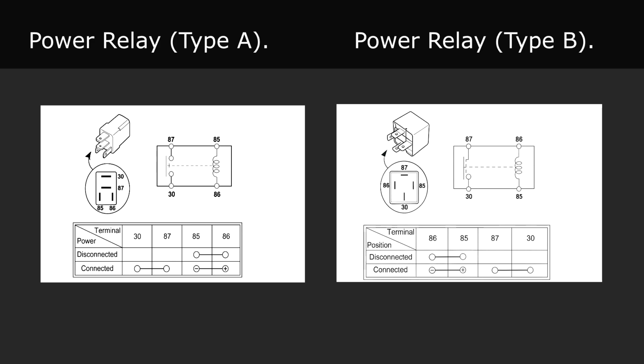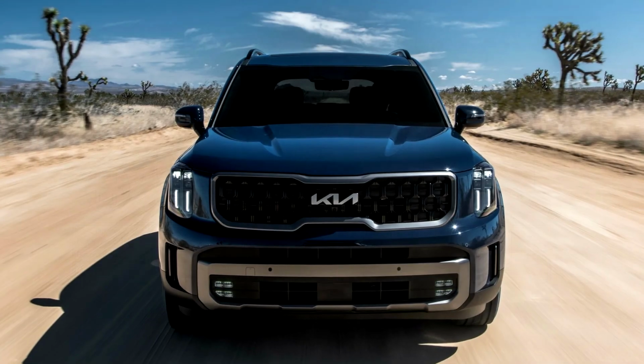After supplying power to between number 85 and 86 power relay terminals, check that there is continuity between number 30 and 87 terminals. After disconnecting power between number 85 and 86 power relay terminals, check that there is no continuity between number 30 and 87 terminals.